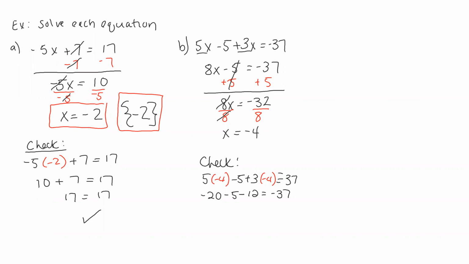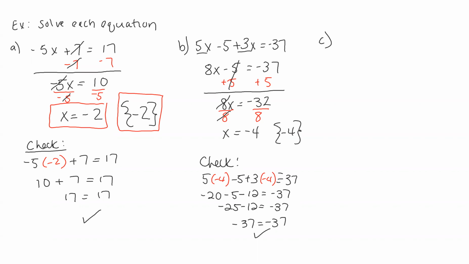So now I've got -20 minus 5 is -25 minus 12. And then finally, -25 minus 12 is -37, which of course equals -37. This solution checks out. So finally, I'm going to say the solution set contains the value -4. All right. Let's keep going through examples.